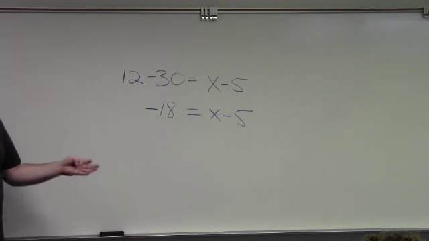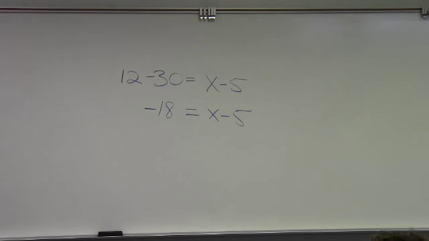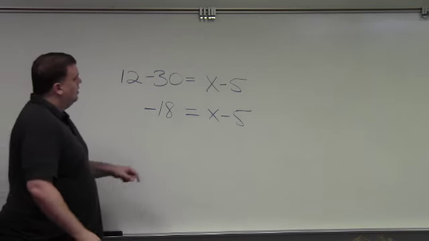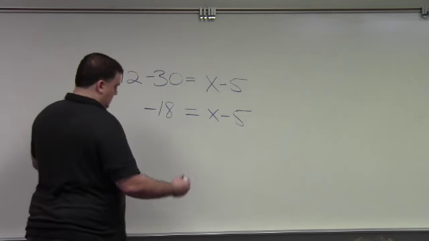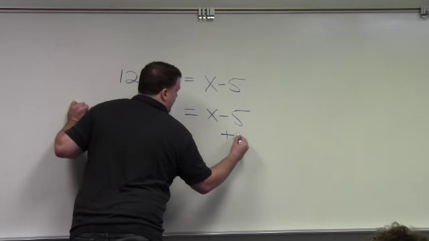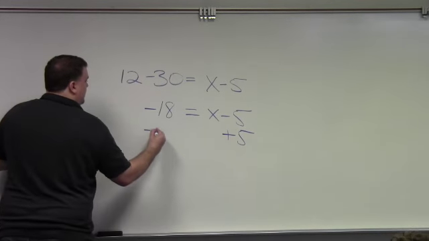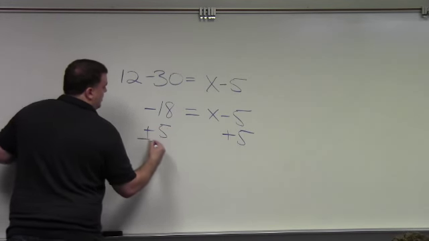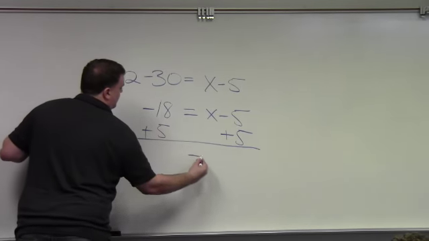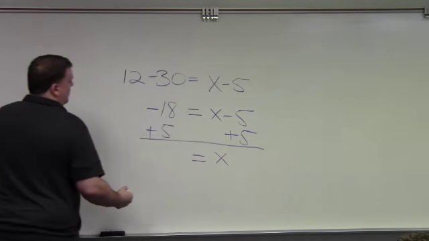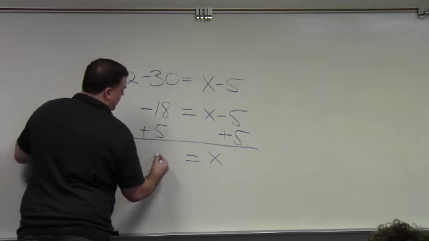Does it matter that my x is on the right side? No, I can still isolate it. You're going to add 5 to both sides. Exactly. I want to isolate that x, so I'm going to need to get rid of that minus 5. So plus 5. Negative 18 plus 5 is negative 13.